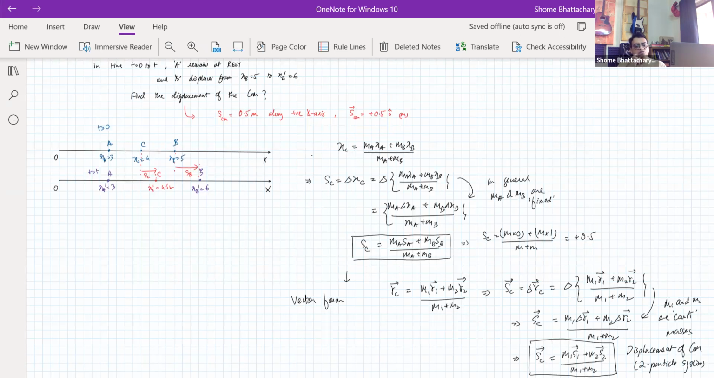Of course, if we generalize it to an n-particle system, then we just replace the numerator with the summation of mass into displacement and the denominator with the total mass, the summation of masses m1, m2, m3, up to whatever number of particles. Similarly, if we want to find the velocity of the center of mass, then instead of applying delta to position, we apply d by dt, or rate of change. We will see that it becomes the weighted mean of the velocities, like the displacement is the weighted mean of the individual displacements.